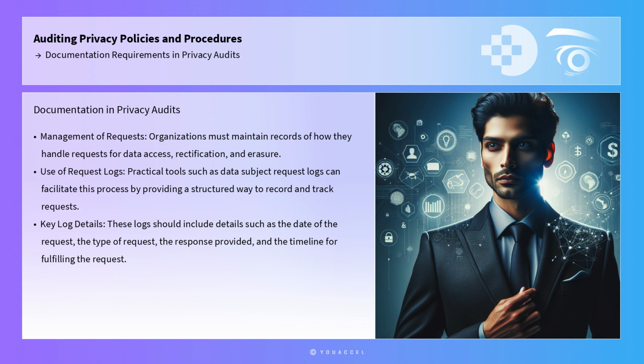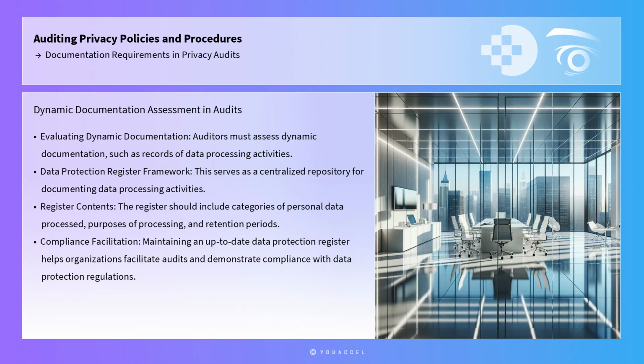In addition to evaluating static documentation, auditors must assess dynamic documentation, such as records of data processing activities. These records provide a snapshot of an organization's data flows and processing operations. A practical framework for managing these records is the Data Protection Register, which serves as a centralized repository for documenting data processing activities. The register should include information such as the categories of personal data processed, the purposes of processing, and the retention periods. By maintaining an up-to-date data protection register, organizations can facilitate audits and demonstrate compliance with data protection regulations.